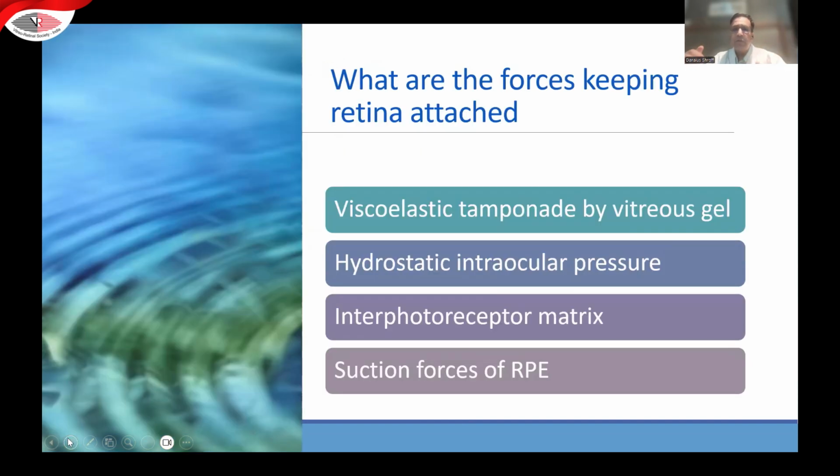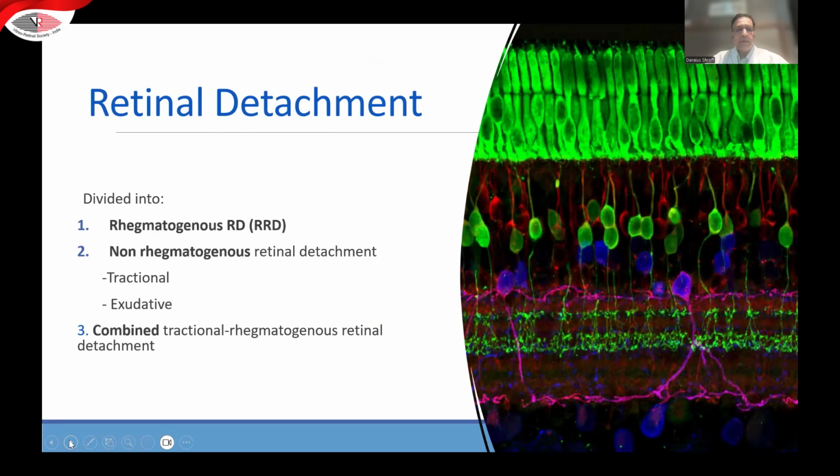We must understand what are the forces which keep the retina attached in a normal condition. These include the viscoelastic tamponade by the vitreous gel, the hydrostatic intraocular pressure. Also, there's the interphotoreceptor matrix keeping it in place and the suction force of the RPE, also known as the RPE pump. When retina detachment happens, all this gets disrupted. It can be either rhegmatogenous or non-rhegmatogenous, which could be tractional or exudative, or you could have a combined version of all these. In this masterclass, we'll be concentrating on rhegmatogenous retinal detachment.